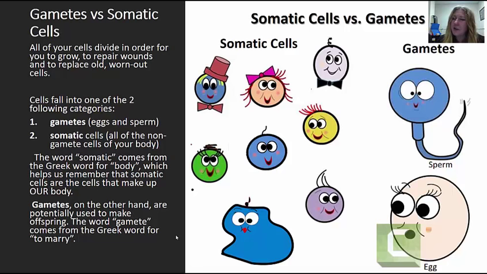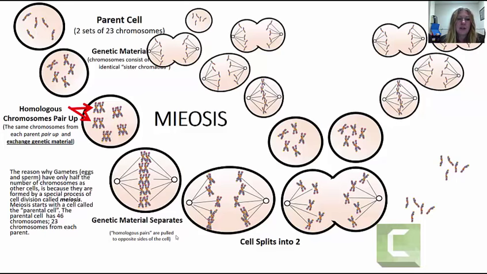So there's two different categories of cells that I'm going to talk about now. When we talk about your sex cells, we're talking about your gametes. Gametes is just another way of saying your sex cells, or sperm cells and egg cells together. Somatic cells are basically your body cells. Somatic, or soma, actually comes from the Greek word for body, whereas gametes comes from the Greek word for to marry. So that kind of makes sense a little bit.